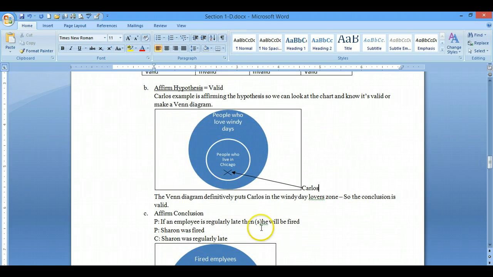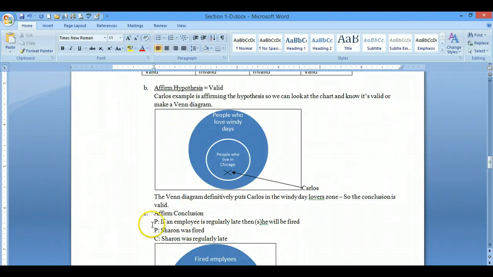So my first premise, if an employee is regularly late, he or she will be fired. Next premise, Sharon was fired. Conclusion, Sharon was regularly late. Now remember, this is leading with a deductive argument from general to specific. So I go from a general employee, so all the employees, down to Sharon, and then Sharon was regularly late. That is a very specific conclusion for the argument.